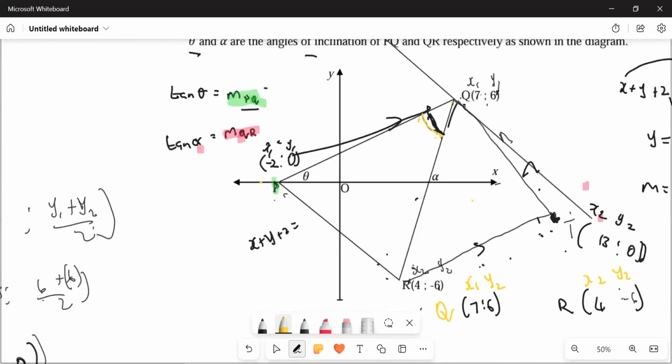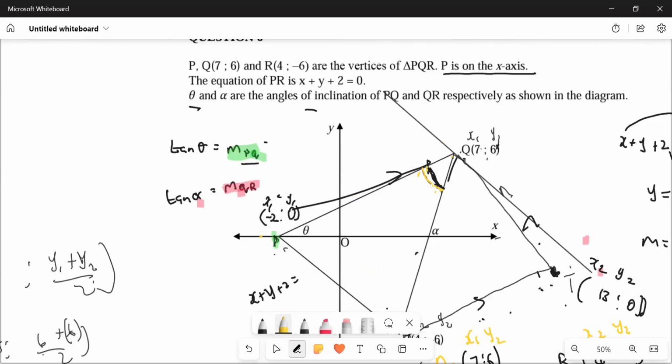It's simple, guys. You are going to check the angle is between which two lines. Check the lines that it is between. It's between PQ, and then it's also between QR. We are going to calculate the gradient.